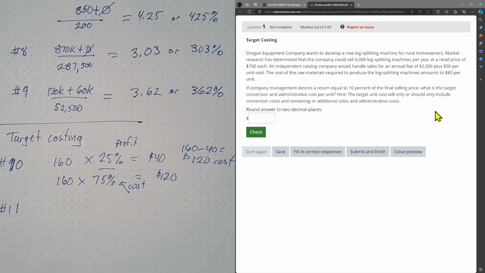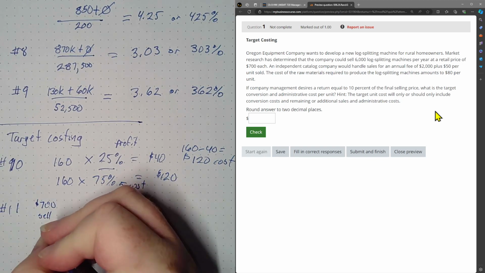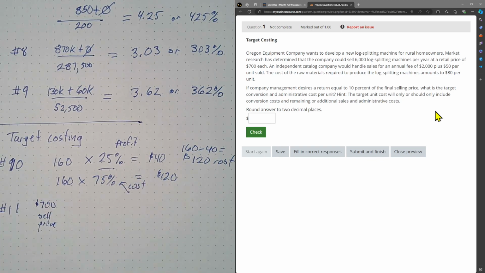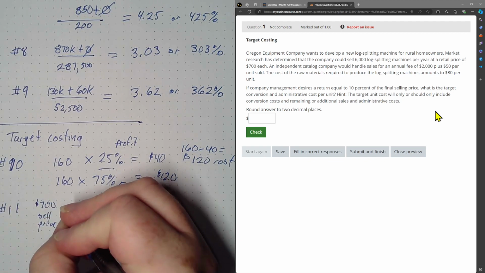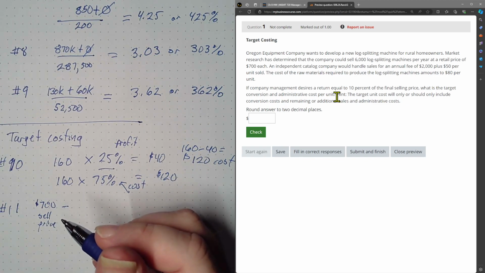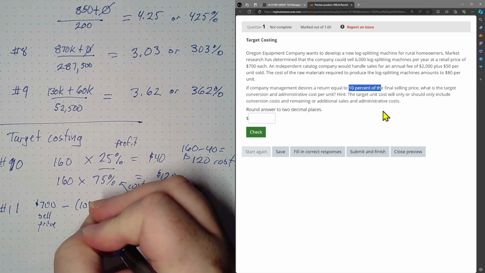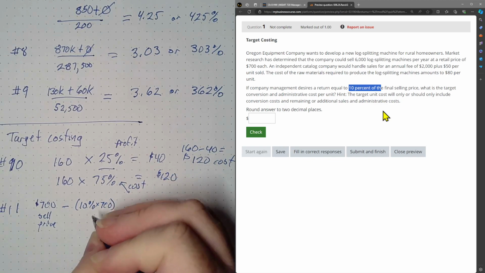Basically what they're saying is, okay, here's the selling price, 700. And if we take out all these costs that they just told us about, what is left over? What is the target unit cost once we have taken out all the, in other words, what do we have left over to actually build the product? So first of all, I'm going to work backwards. I'm going to start from where they ask the question. So they said 10% of the final selling price. So that's for the profit, right? 10% times 700. Well, that's going to be 70.